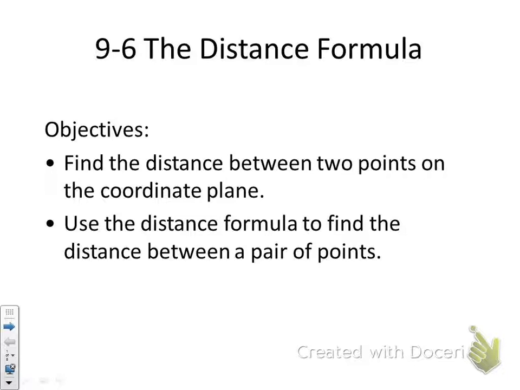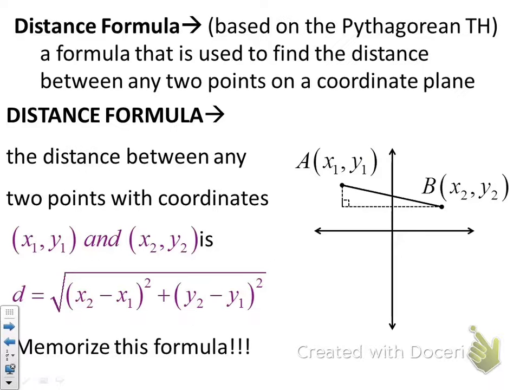And if you just think about it in your mind real quick, if I have 2 points, no matter where they're at on the coordinate plane, I can draw a horizontal distance and a vertical distance, and then I have a right triangle. So the distance formula really is just the Pythagorean theorem. So let's move on. Distance formula: used to find the distance between 2 points on a coordinate plane.